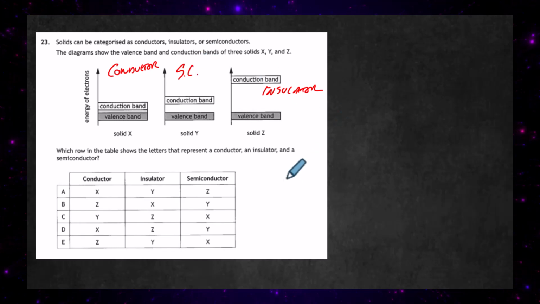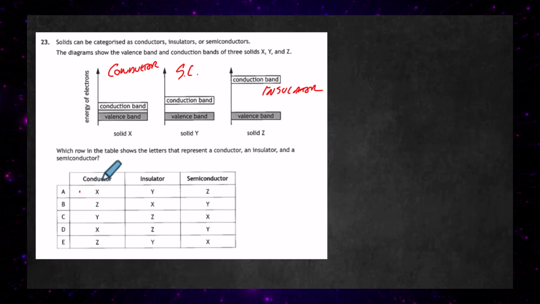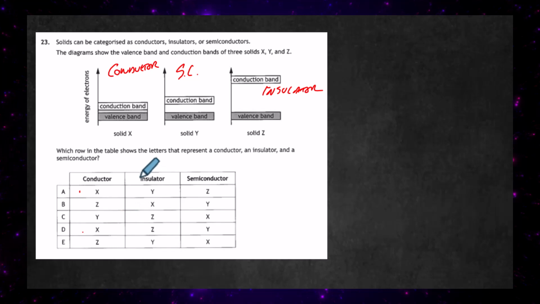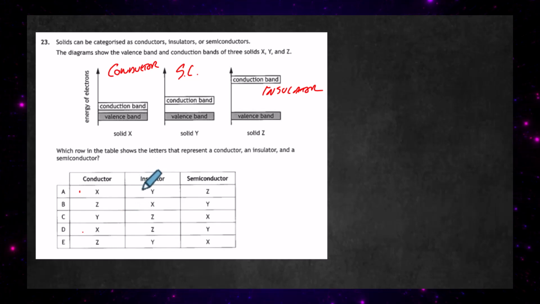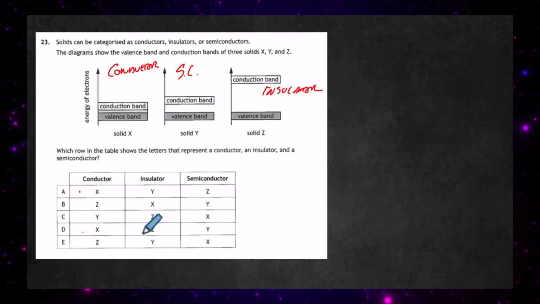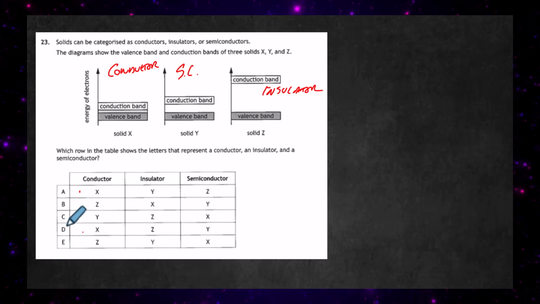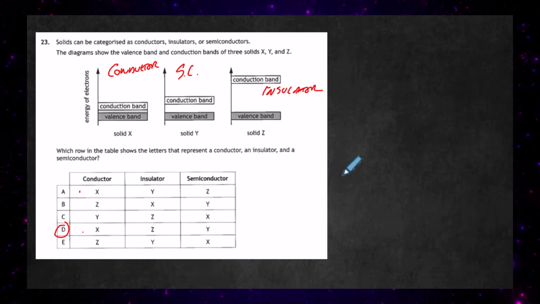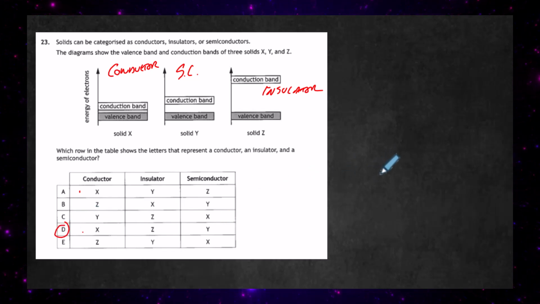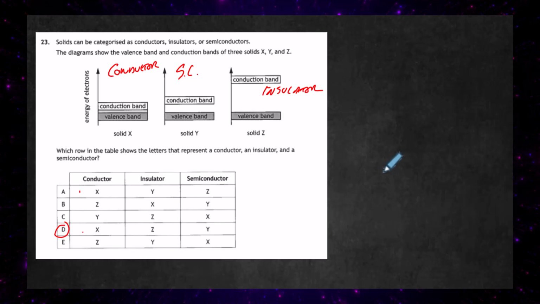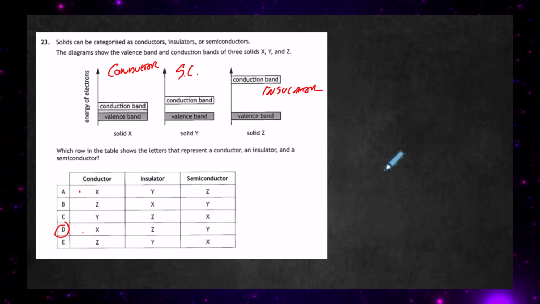Okay, so we're looking for a conductor for X, which means it's either that one or that one, and we have a semiconductor for Y, so obviously that's wrong. So we've got the insulator is Z, and the semiconductor is Y. So the answer to this one is going to be D. X is the conductor, Z is the insulator, and Y is the semiconductor.